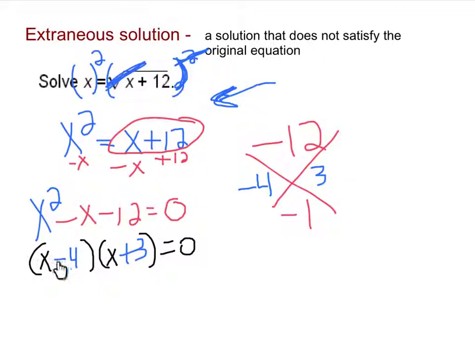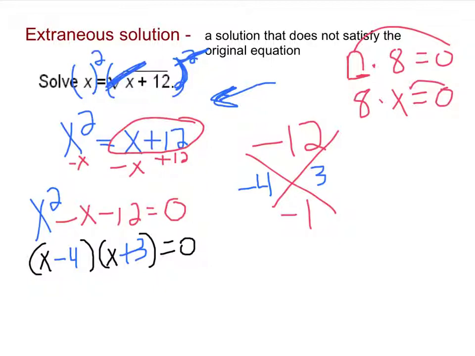Well, now, if I have something multiplied to something equals 0, what do I know about that? Let's look up here. If I have, like, n multiplied to 8 equals 0, I know that n must be 0. Or, if I have 8 multiplied to x, and that equals 0, then x must be 0. If I had n multiplied to x equals 0, what would I know? I would know, well, one of them has to be 0. That's what we're going to do right here.